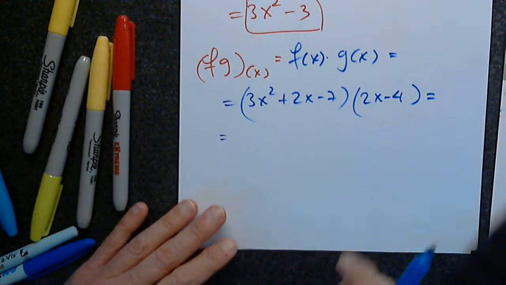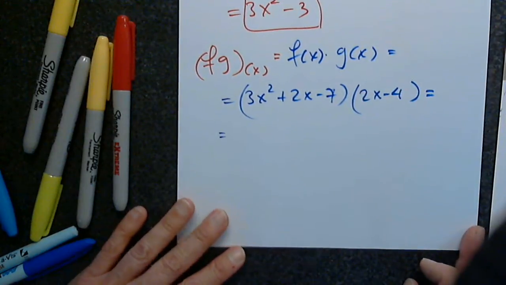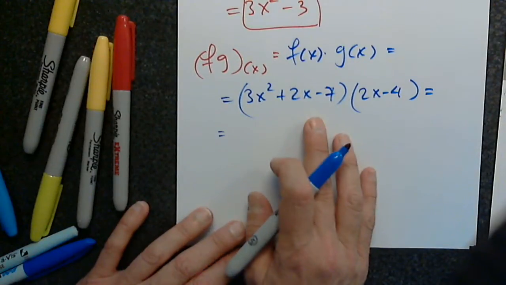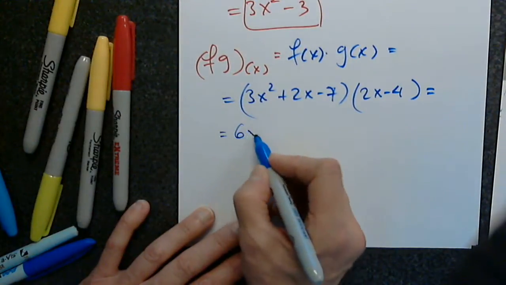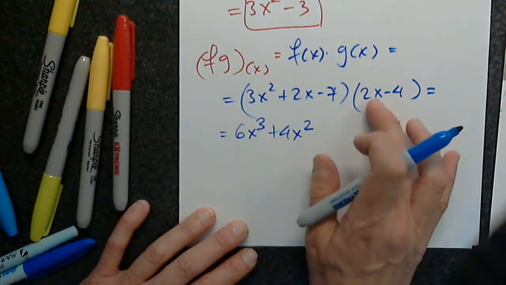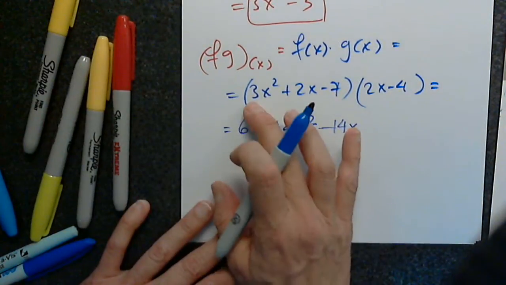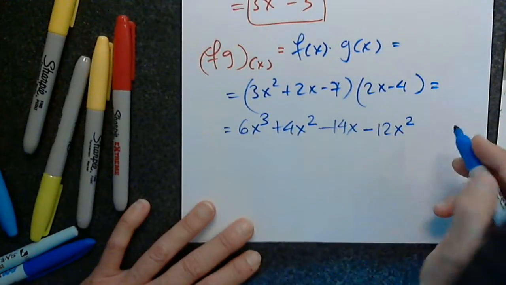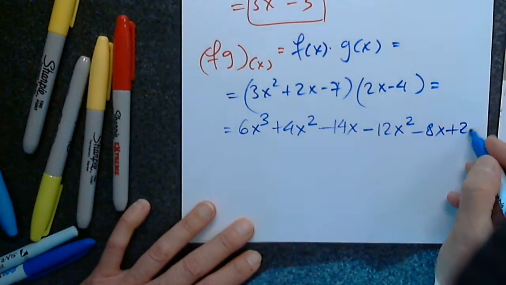Let's distribute. I prefer, but this is my preference. You can choose yours, of course, or mine. I prefer distributing from the binomial instead of the trinomial, but that's me. 2x times 3x squared is 6x cubed. 2x times 2x is positive 4x squared. 2x times negative 7 is negative 14x. Negative 4 times 3x squared is negative 12x squared. Negative 4 times 2x is negative 8x. And negative 4 times negative 7 is 28.